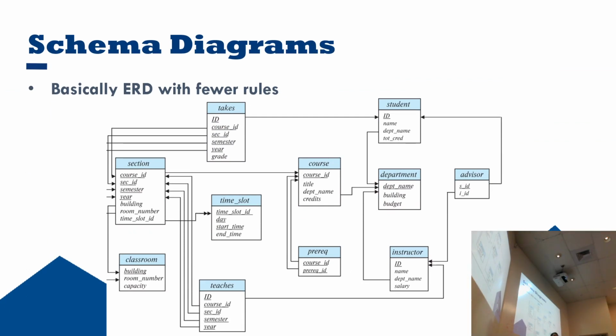Okay, schema diagram. This is basically just an ERD without all the rules of an ERD. We're never going to do these in class because why not just go the extra tiny little bit of work and make it a full ERD, okay? So what is this missing? What are some things we don't have here? Cardinality. We don't have min and max on anything.